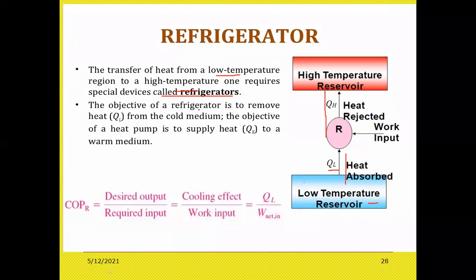Now the objective of the refrigerator is to remove the heat QL from the cold medium and getting QH to the warm medium by the use of heat pump. Okay, now the coefficient of performance R is equals to desired output by కావాల్సిన input. Okay, that is equal to cold effect by work input, that is QL divided by W net. So ఈ ఫార్ములాస్ ఇంగ్లీష్లో అయినా తెలుగులో అయినా ఒకటే ఉంటుంది, just by heart it. COP of R is equals to QL by W, total net work input.